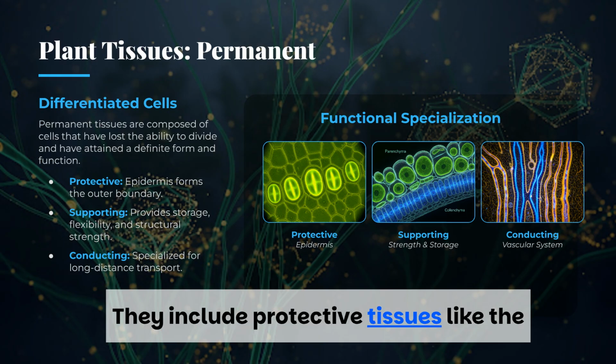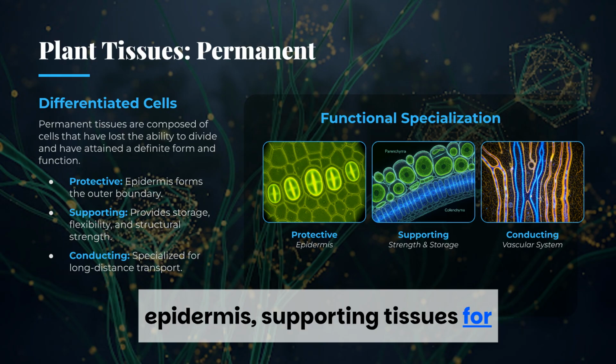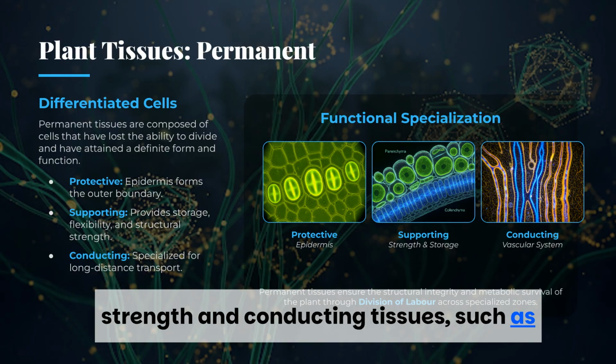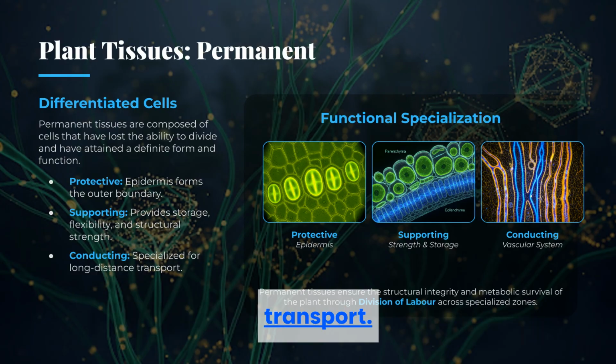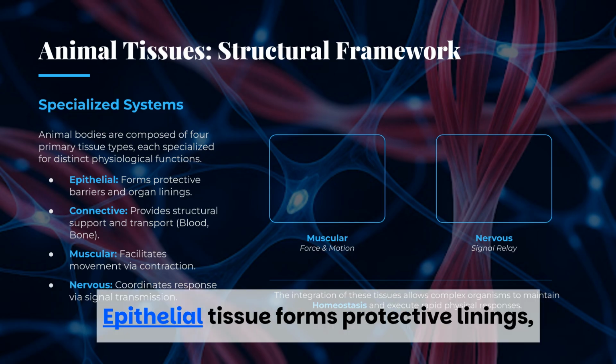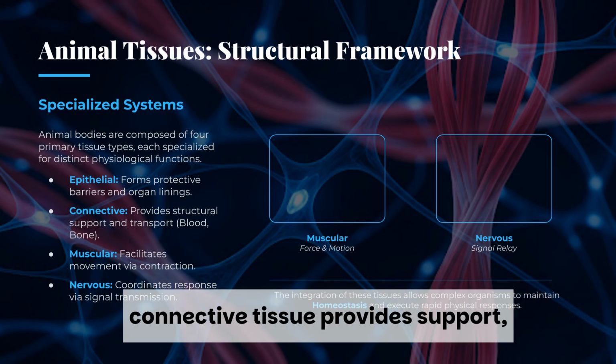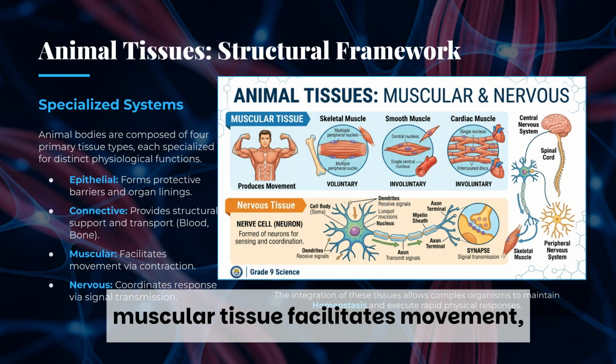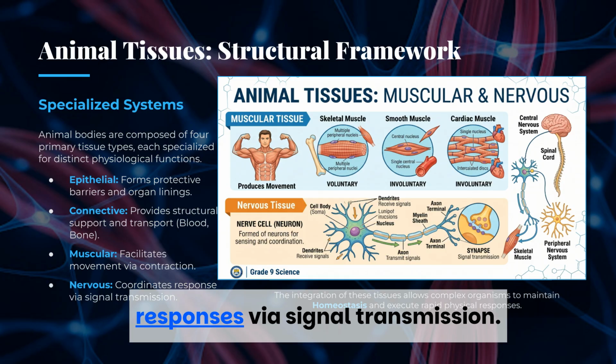They include protective tissues like the epidermis, supporting tissues for strength, and conducting tissues, such as the vascular system, for long-distance transport. Animal bodies are built from four primary tissue types. Epithelial tissue forms protective linings, connective tissue provides support, muscular tissue facilitates movement, and nervous tissue coordinates responses via signal transmission.